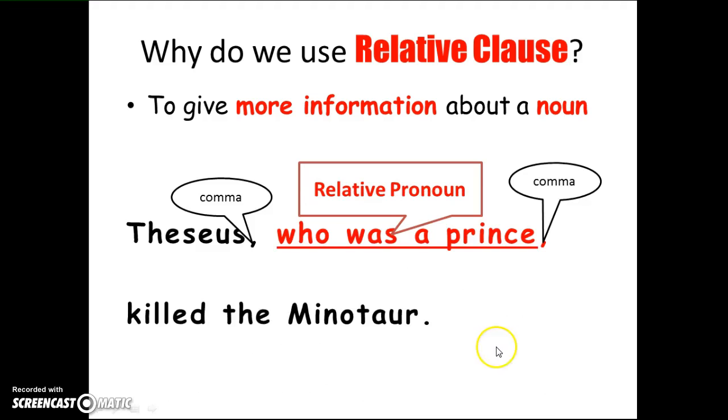Take a look. Wow, Theseus, who was a prince, killed the Minotaur. Take a look at this relative clause, which is in red. You have the relative pronoun who, the verb, plus a phrase, a prince. And be careful, there are 2 commas which wrap up this relative clause. And I'll tell you why later.